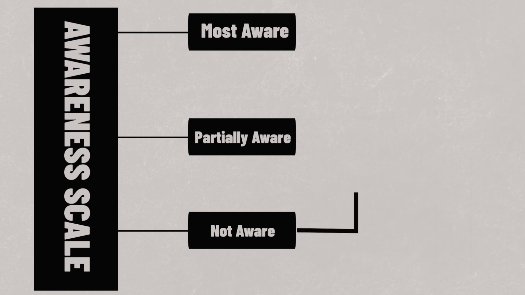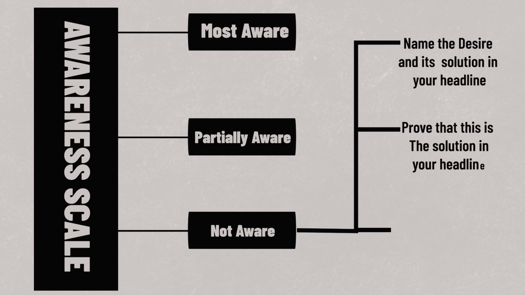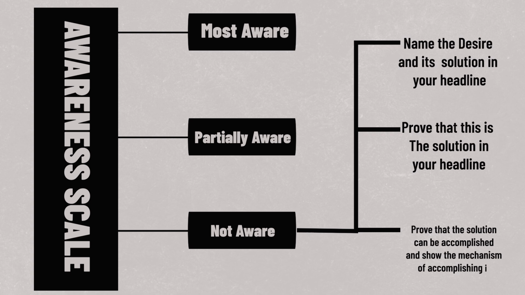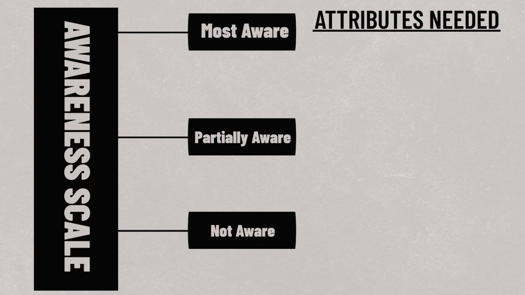The 3 steps in the process are simple: name the desire and its solution in your headline, prove that the solution can be accomplished, and show that the mechanism of that accomplishment is contained in your product. What are the attributes you need?